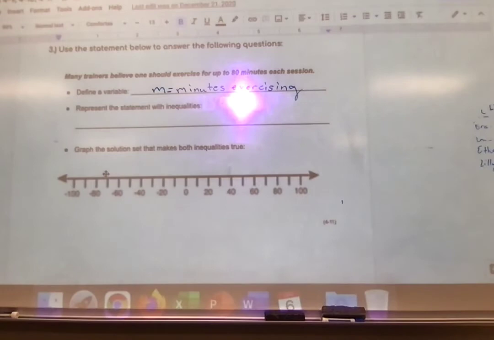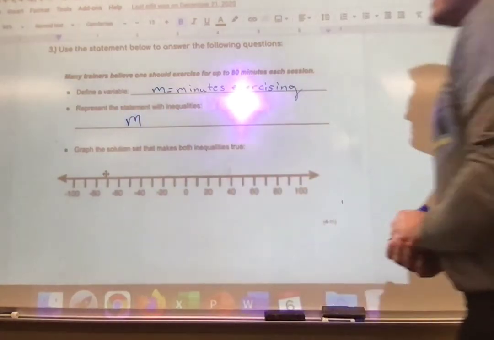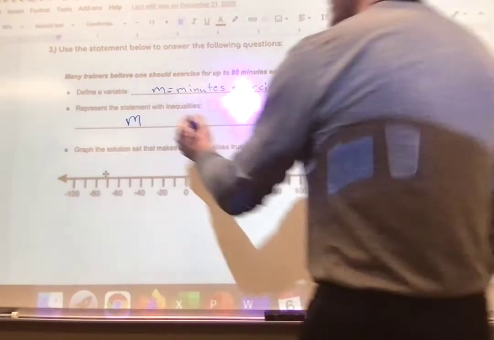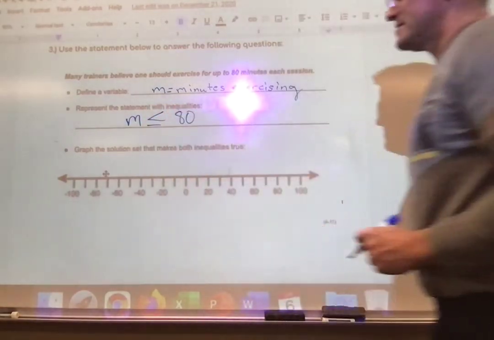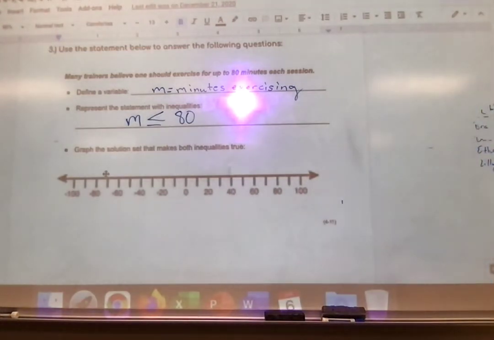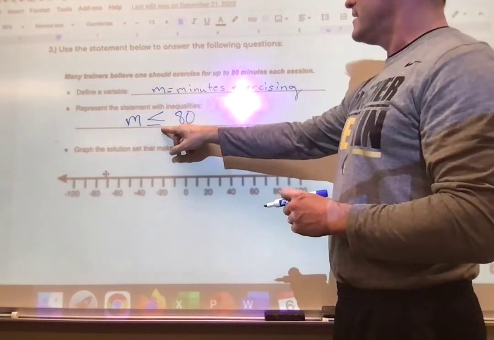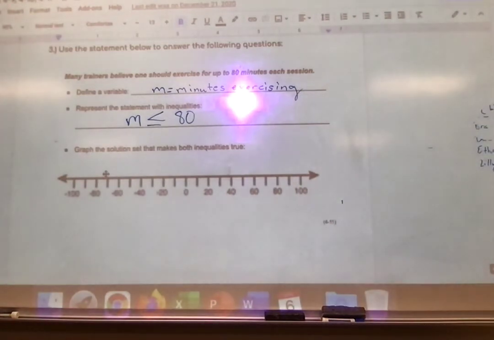What do trainers believe? In this case, they think they should exercise for up to 80 minutes, which means it could be less than 80 minutes, but it should be less than or equal to 80 minutes. Your minutes exercised should be less than or equal to 80, because you can go for up to 80 minutes exactly, so it could equal, but at the same time, up to that means it should be 80 or less, not greater than that.